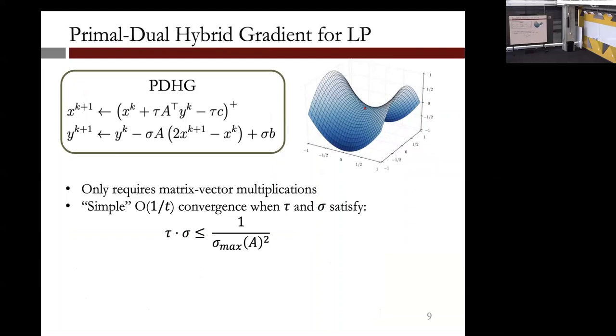I just do some matrix-vector multiplication here, and then I take the non-negative part, and that gives me x_{k+1}, and then I just do this here. So it only requires matrix-vector multiplications. And I put "simple" in quotes because the original analysis of the order 1 over t convergence, which is a sublinear rate of convergence, was rather complicated. In just the last year, you can prove this convergence rate much more easily, in about three quarters of a page, depending on your font size, obviously.